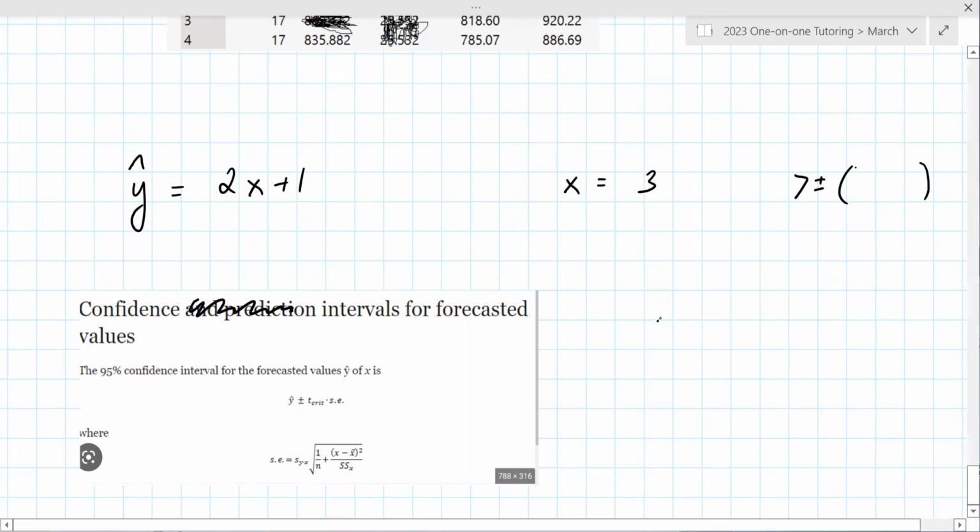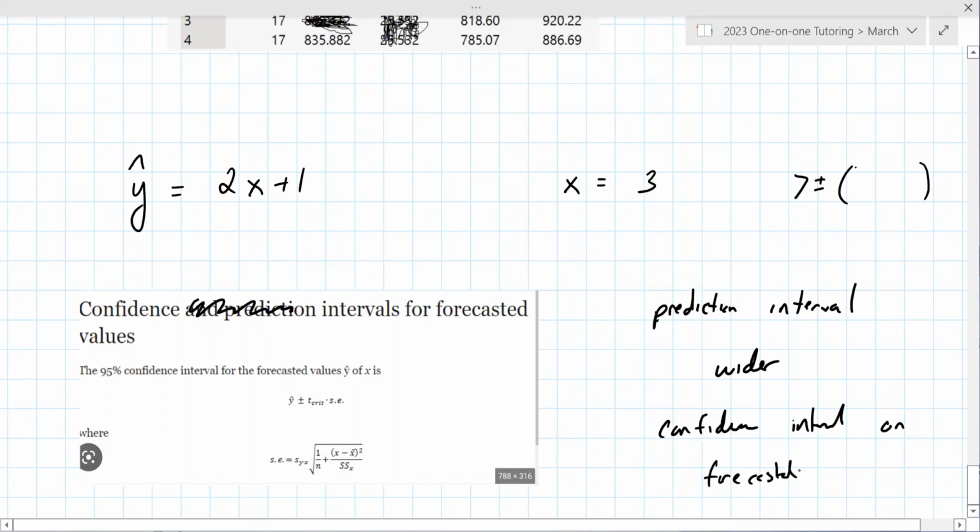Sometimes they talk about the prediction interval being wider than the confidence interval. And why is that? It comes from the calculation, but when you're predicting something, you want to be more careful to give yourself more margin of error than with the confidence interval on the forecasted value. They sound the same, but they're different calculations.